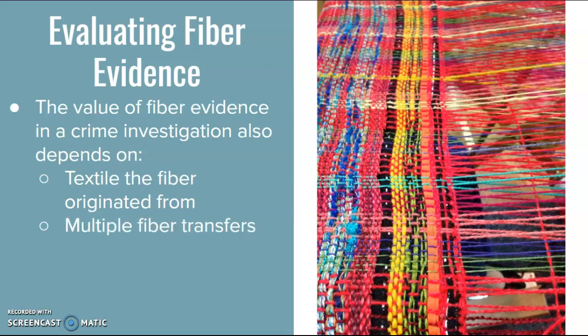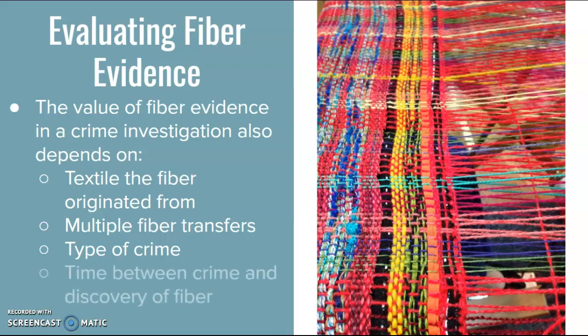Multiple fiber transfers. Is there only one type of fiber transferred at the crime scene, or are there fibers from numerous sources, from carpet and clothes and bedding? More sources suggest longer contact or possible violence. What is the type of crime committed? Was it a violent crime, a breaking and entering, or a kidnapping? Each type of crime has an expected pattern of contact among suspect, victim, and crime scene that will be reflected in the transfer of fibers.